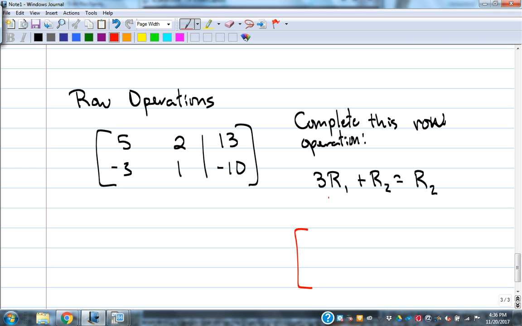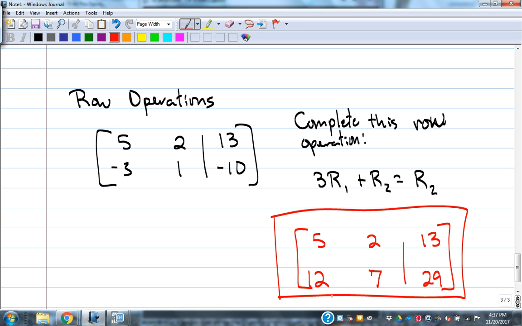So when I do this, I'm just going to copy down row 1 because it's not changing. Row 2 takes 3 times row 1 and adds it to row 2. So each individual piece, each element, so 5 times 3, 15 plus negative 3, 12. That goes in the first spot. And then you do 3 times 2, 6, plus 1, 7. 3 times 13, 39, plus negative 10, 29. And we've completed that row operation. That's not hard at all. I mean, it really is just following directions.